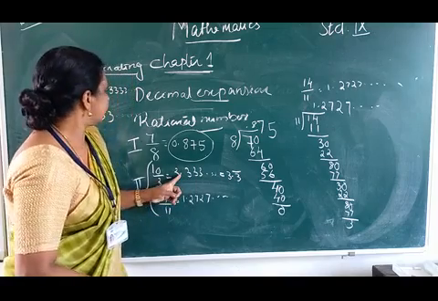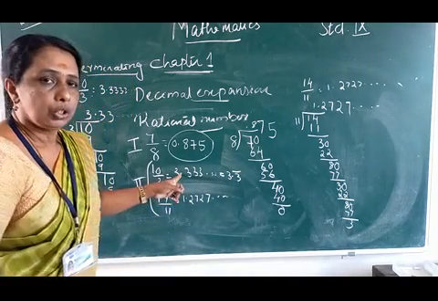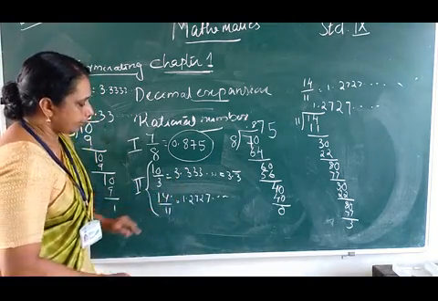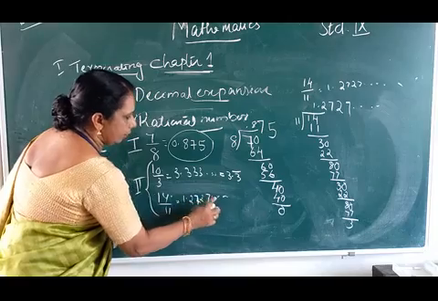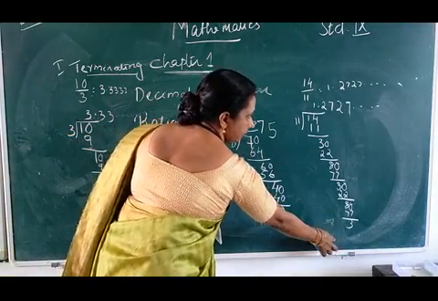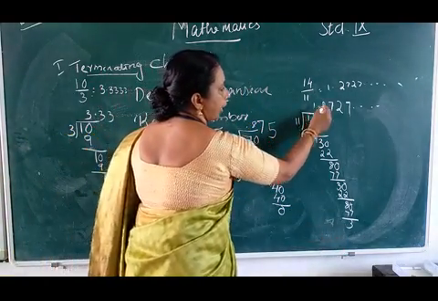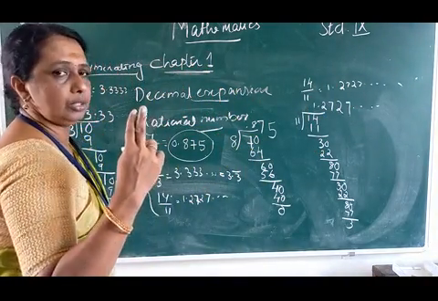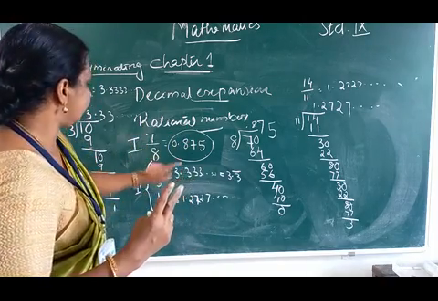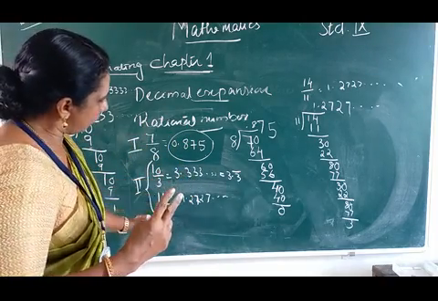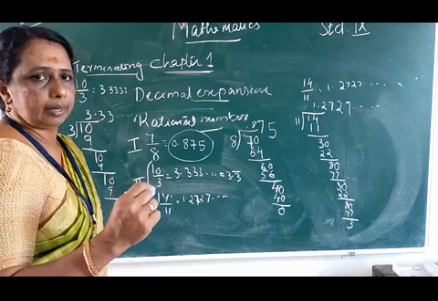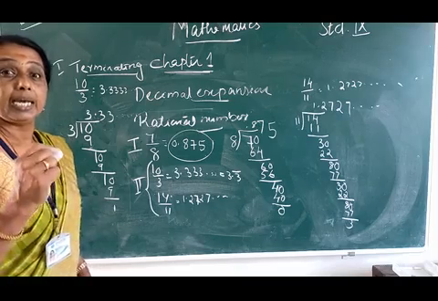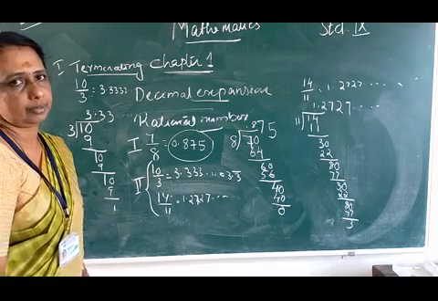This decimal expansion is called non-terminating recurring. This one also is the same. The division never ends and in the quotient a block of digits is repeating. Here 2 digits are repeating: 27, 27, 27. Here only 1 digit is repeating. Both decimal expansions are called non-terminating recurring or non-terminating repeating decimal expansions.